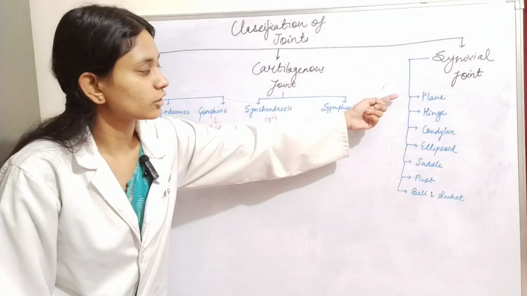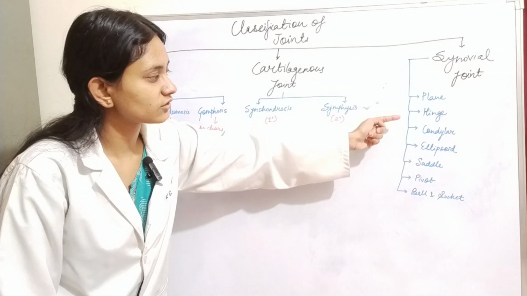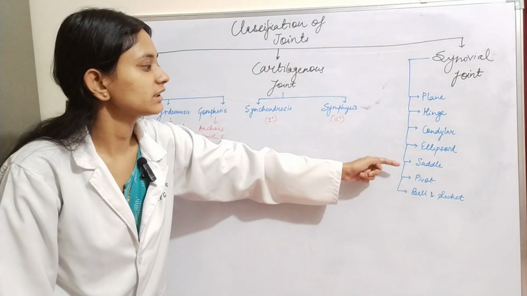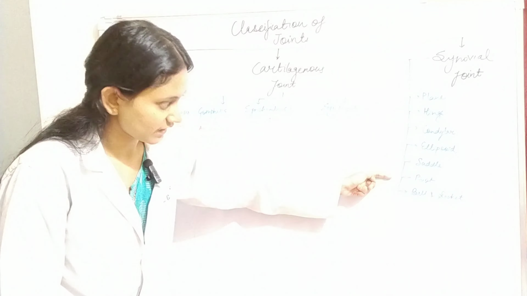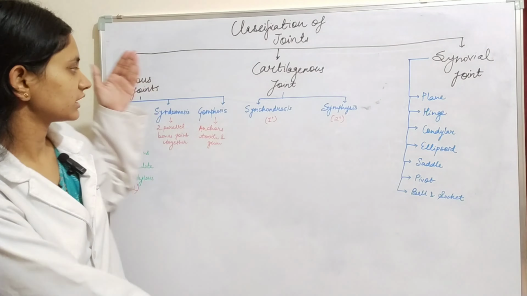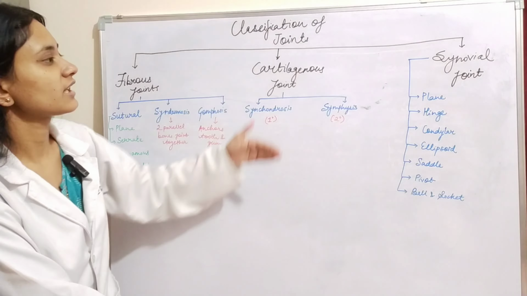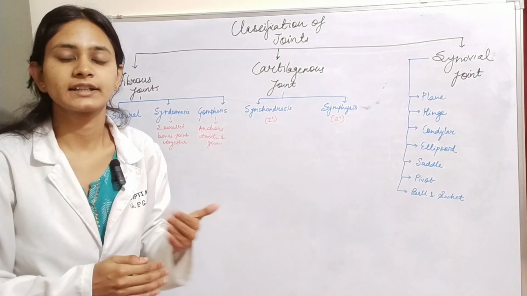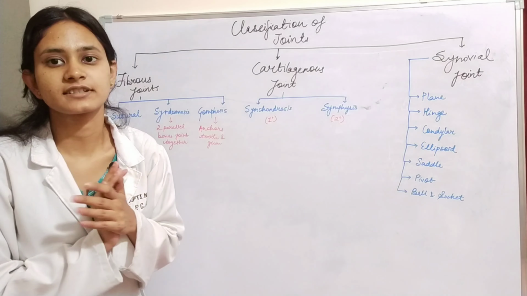Synovial joint, we have got plain synovial joint, hinge synovial joint, condylar synovial joint, ellipsoid synovial joint, saddle synovial joint, pivot synovial joint and ball and socket synovial joint. So here is the classification of joints. Basically, it's important to learn the examples. It will help you in memorizing again when we study the joints.